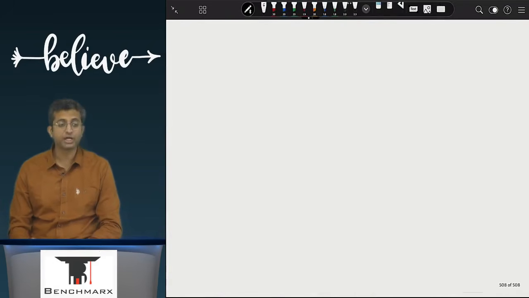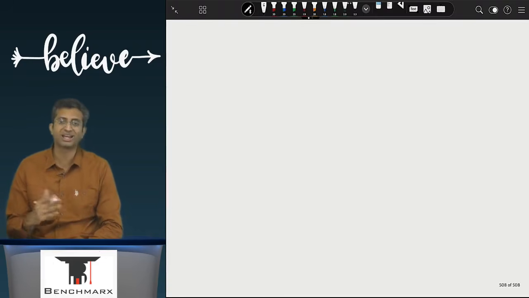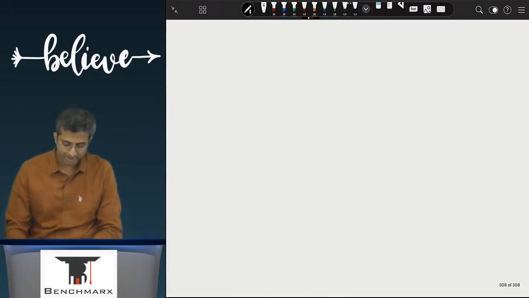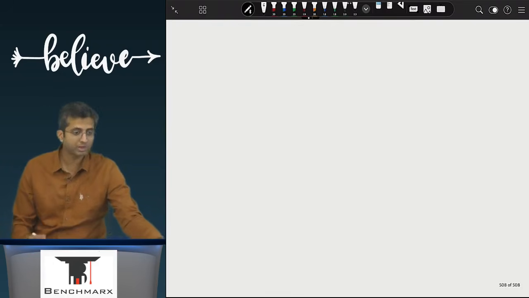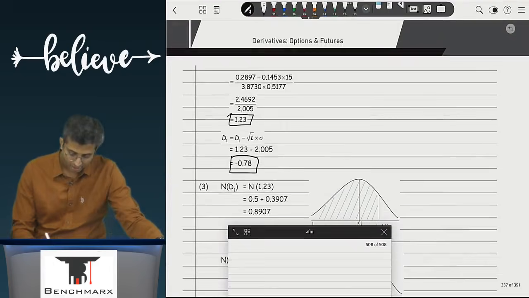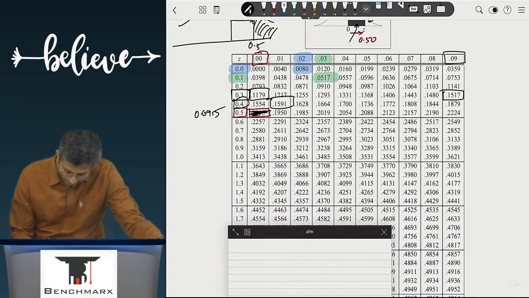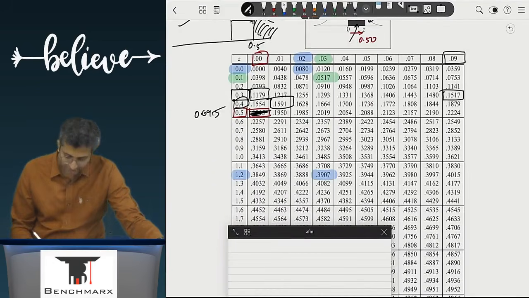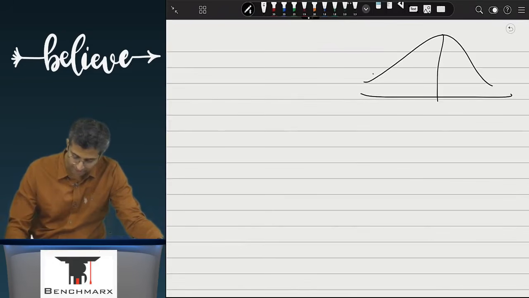Next we had to find ND1, and ND1 is from the left tail all the way up to D1, and the left tail up to D2. So here, what is your D1? 1.23. Does it plot on the right side of the center or left side? Right side. If we look at the normal distribution table, this will give you the area from the center. I want 1.23, so the number is 0.3907.